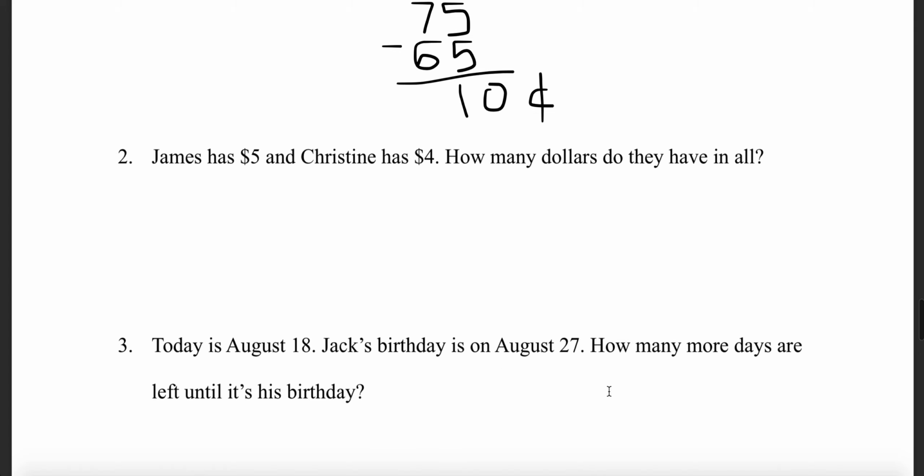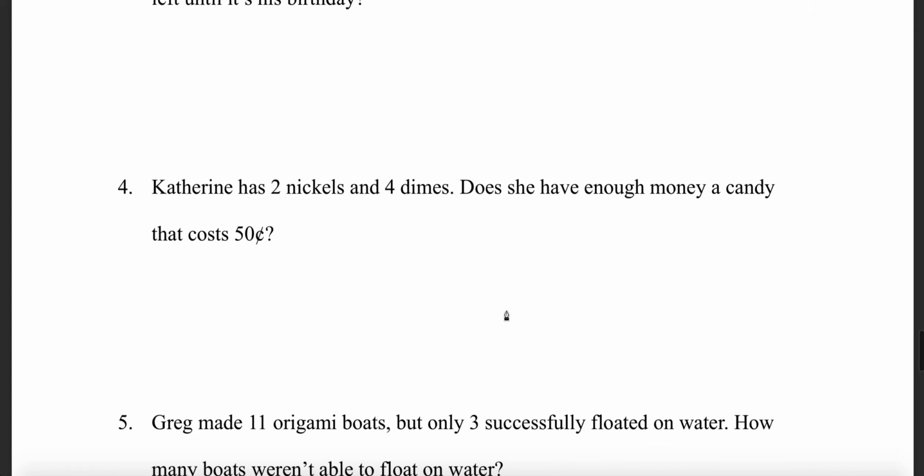Then let's do number 4 together. It says, Catherine has 2 nickels and 4 dimes. Does she have enough money to buy a candy that costs 50 cents? So, if you guys didn't know, a nickel is worth 5 cents. So 2 nickels would be 5 cents plus 5 cents, which is equal to 10 cents. And then 4 dimes, 1 dime is worth 10 cents.